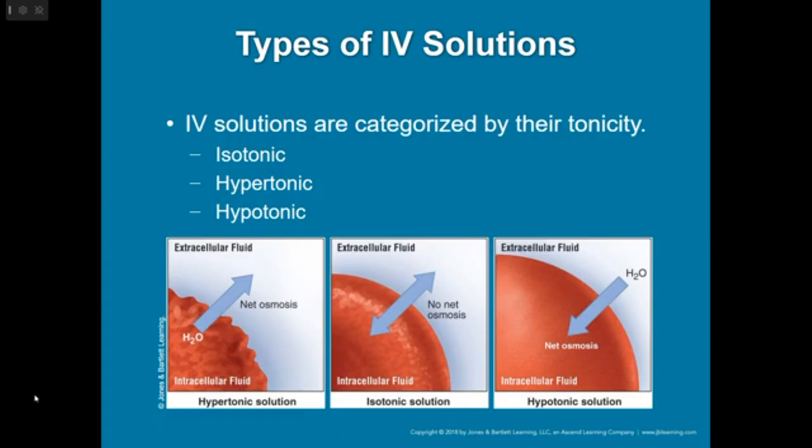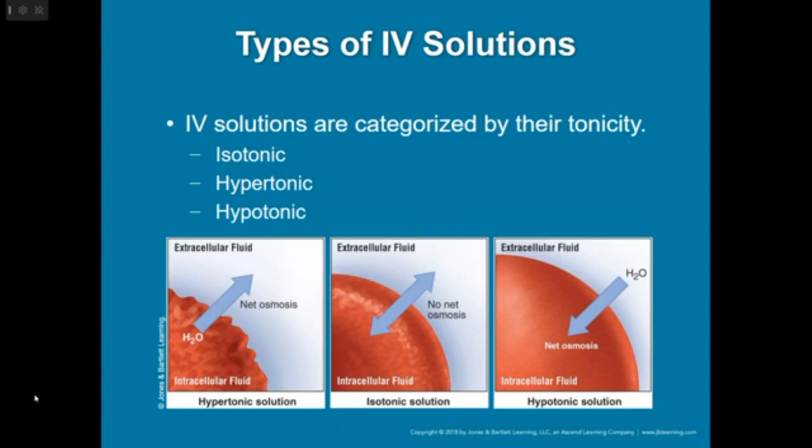An isotonic fluid there in that middle picture has the same concentration of sodium as the cell itself, that red blood cell there. So there's no water shift, there's no change in the cell shape, nothing like that. A hypertonic, which would be the left, has a greater concentration of sodium than the cell. So that would be like that 3% sodium chloride. Has a lot of sodium in there.